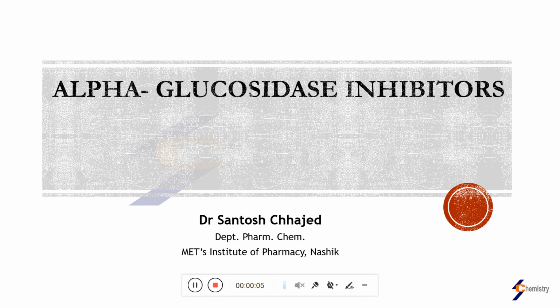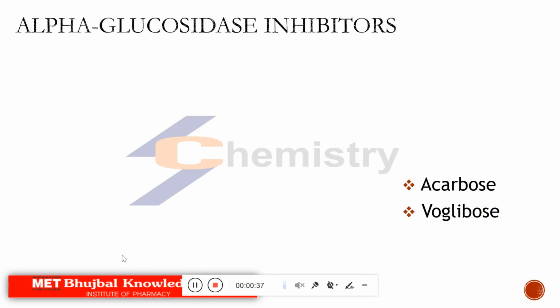In the beginning, we learned there are three approaches as far as the drugs are concerned for the treatment of type 2 diabetes: insulin secretagogue, insulin sensitizer, and the third one is digestion hampers. So now we will talk about digestion hampers, that is, those drugs which inhibit one of the enzymes present in the intestine, that is alpha glucosidase enzyme. Two drugs we are going to learn from this class: acarbose and voglibose.